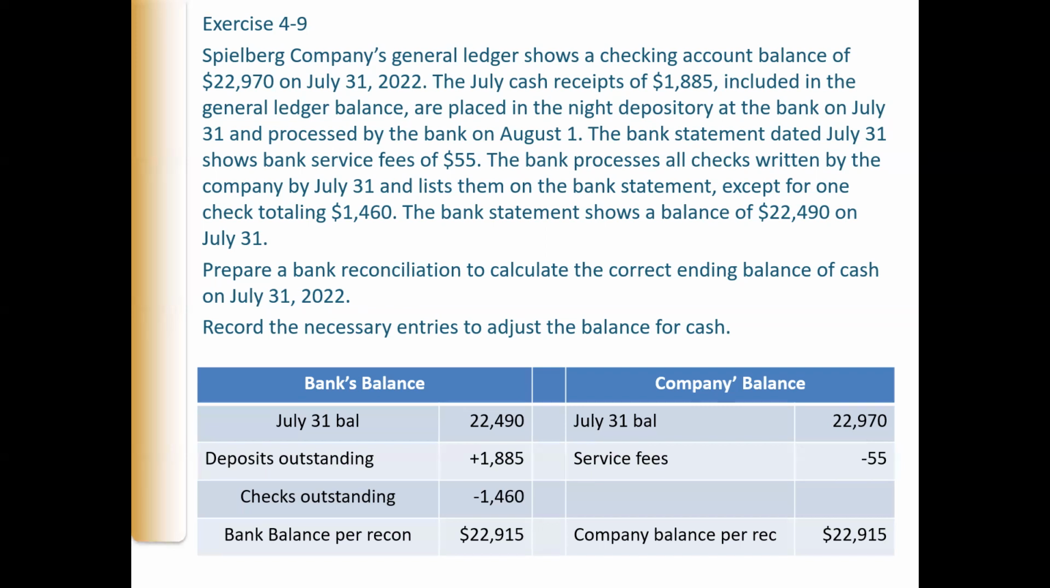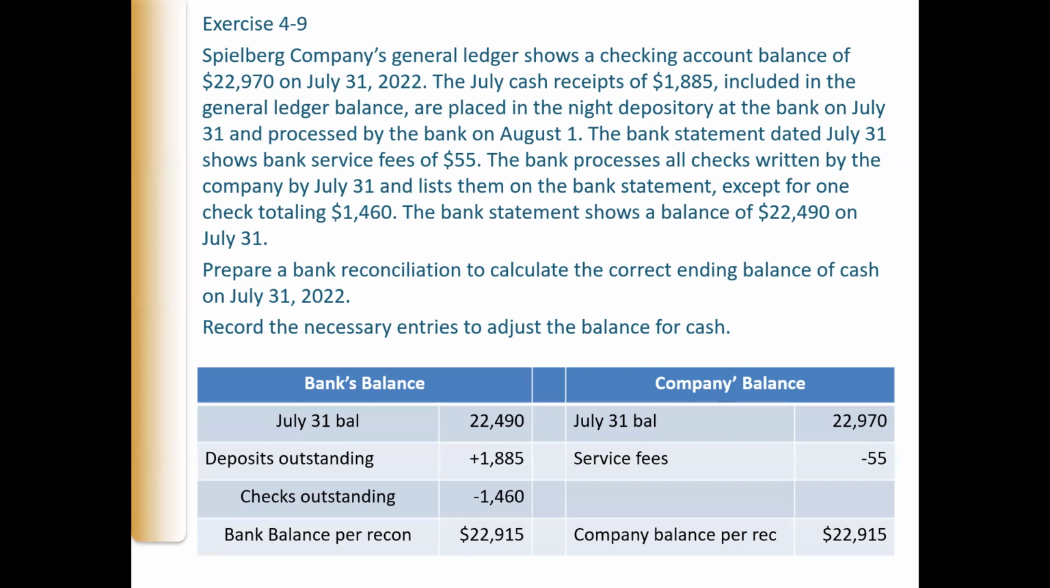Then it tells us the bank processes all checks written by the company by July 31st and lists them on the bank statement, except for one check totaling $1,460. So what it's telling us is that check is outstanding. So we need to subtract that check to come up with the bank balance per reconciliation of $22,915. Again, these are things the company recorded that hasn't hit the bank yet.